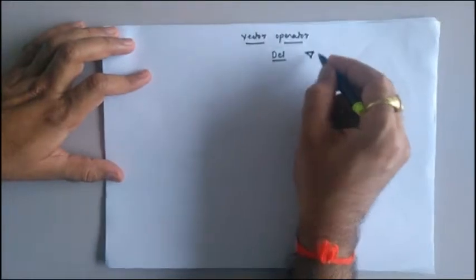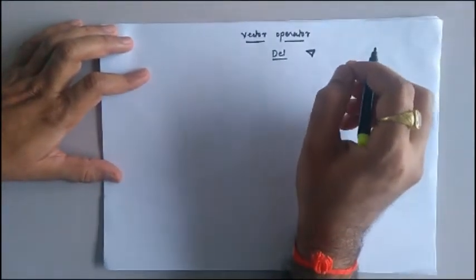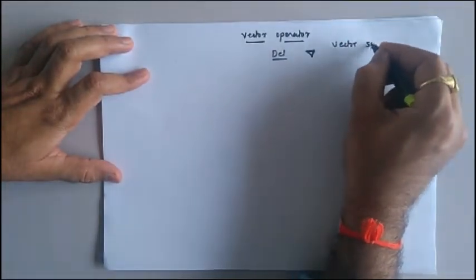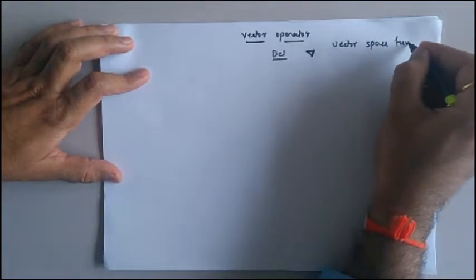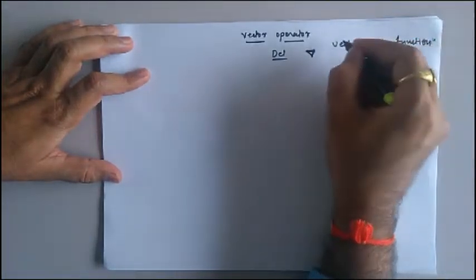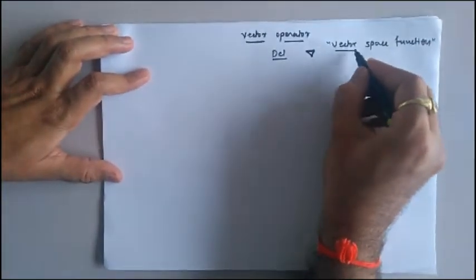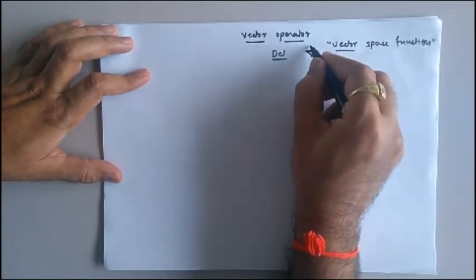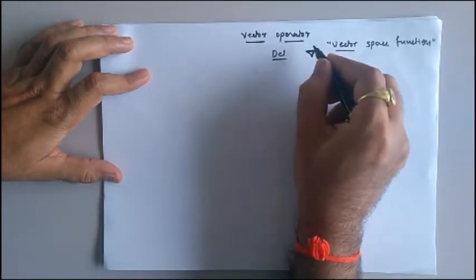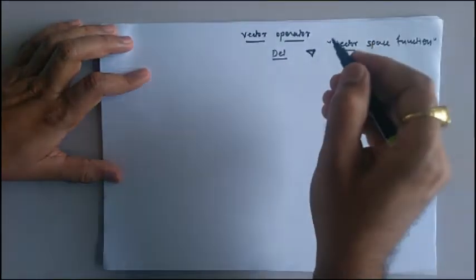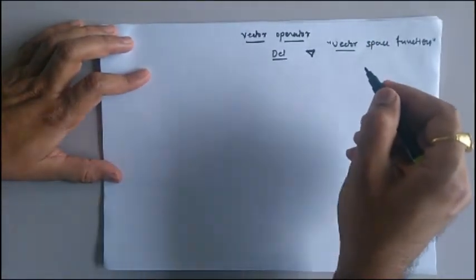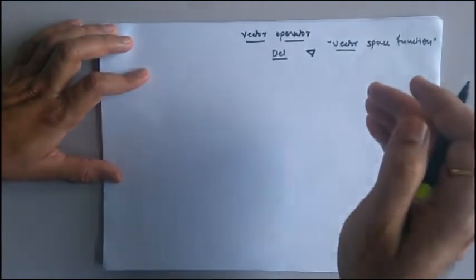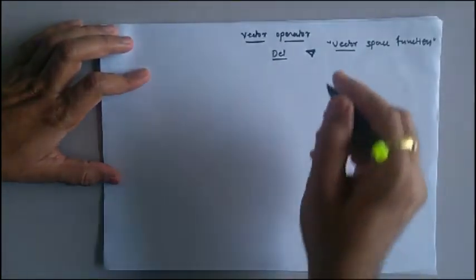Now what is del? Del is nothing but a mathematical operator which is also known as a vector space function. Very important. That means del itself is a vector, it has magnitude as well as direction, and with the help of this mathematical operator, which is known as the del operator, we are trying to analyze the behavior of a given scalar field and the behavior of a given vector field with respect to the position in a given three-dimensional system. Now what is the meaning of this?